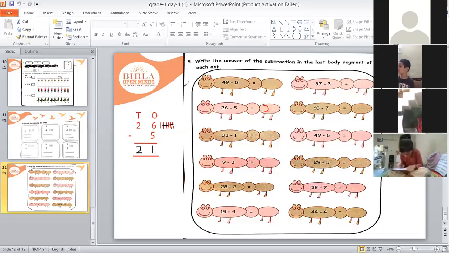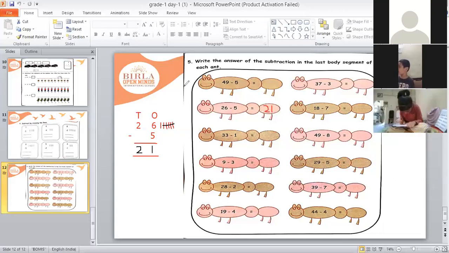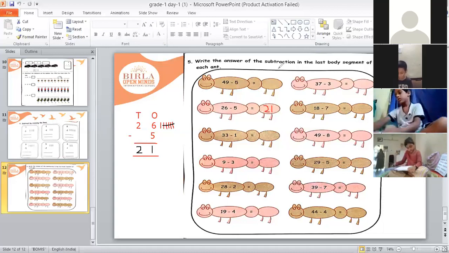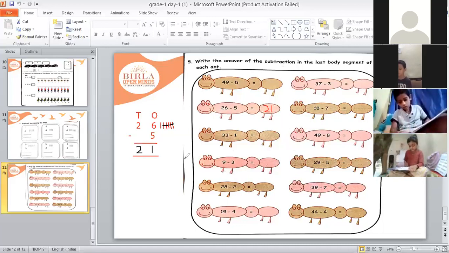Yes, Anshul Raj. Ma'am, which page? Page number 5. And children, again I'm repeating, you have to solve these questions in your math notebook, right? So this is 26 minus 5 is equal to 21.